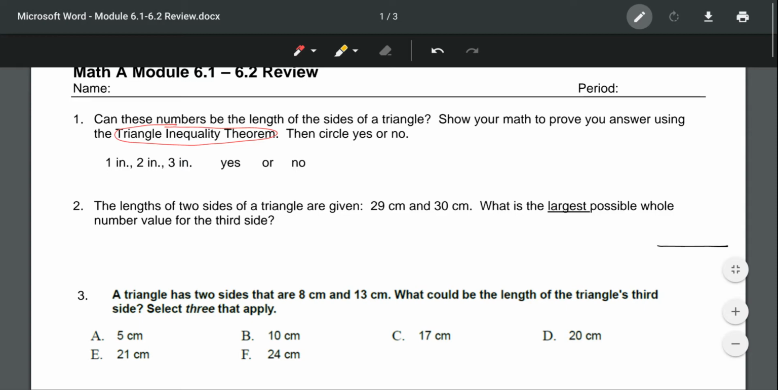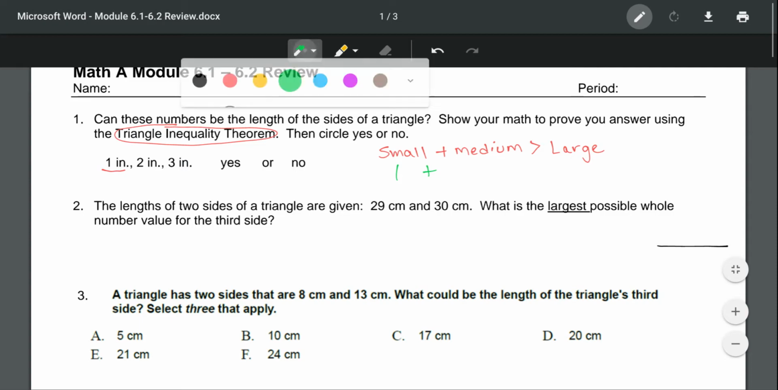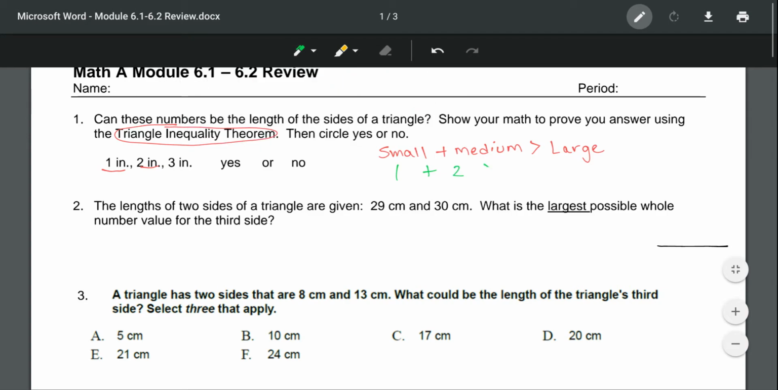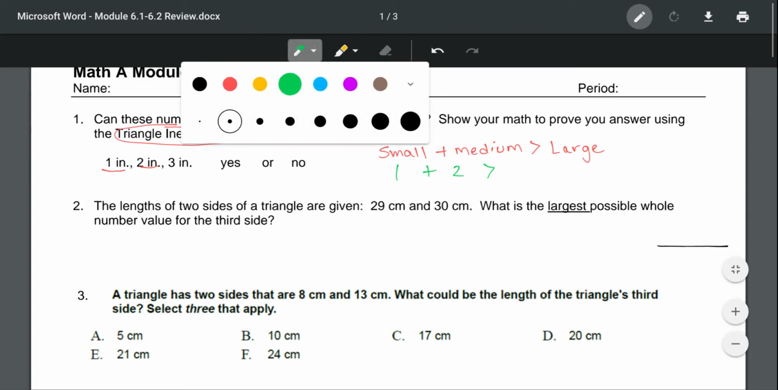The triangle inequality theorem says that if you have the small side plus the medium side, that sum has to be greater than the large side. So if you have lengths 1, 2, and 3, 1 would be the small length. So you'd have 1 plus the medium length, which would be 2. So 1 plus 2 has to be greater than 3, which is, in this case, your large side or largest length.